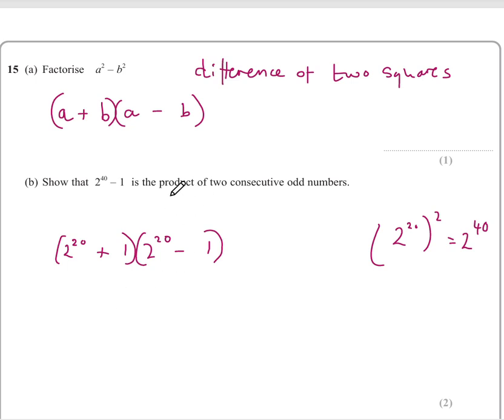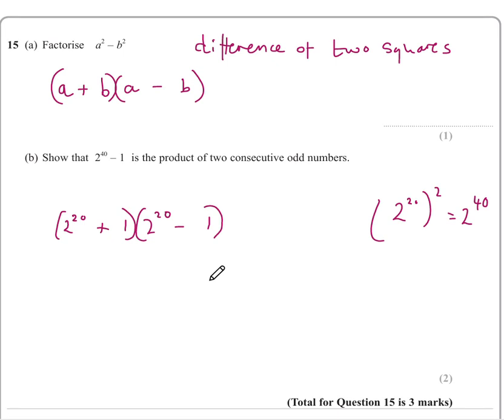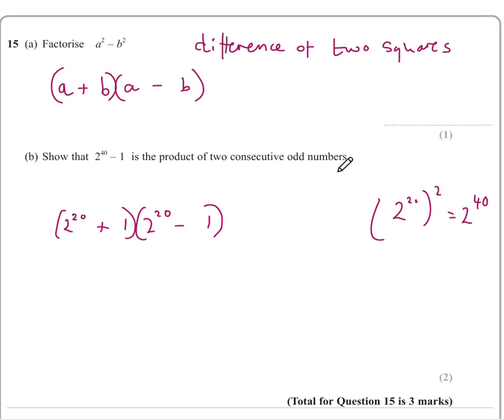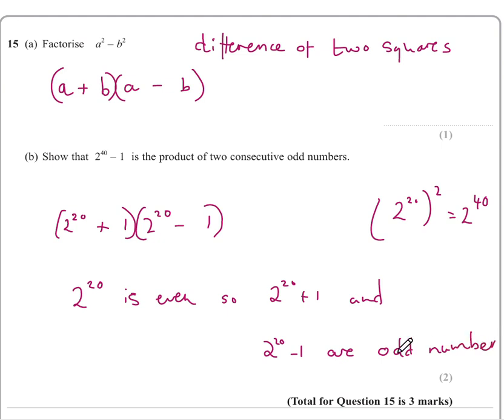So we need to show that, really, that's not quite enough to show that it's the product of two consecutive odd numbers. So obviously 2 to the power 20 is even. So 2 to the power 20 plus 1 and 2 to the power 20 minus 1 are odd numbers. I probably should say there as well, they're consecutive.